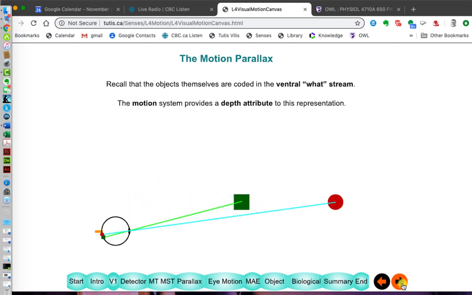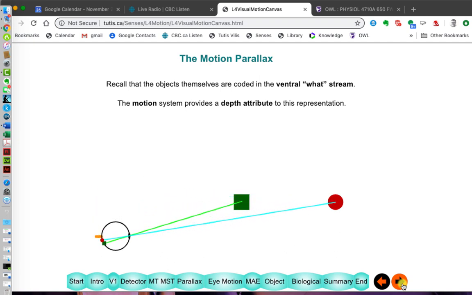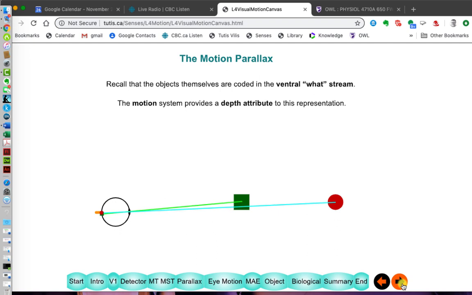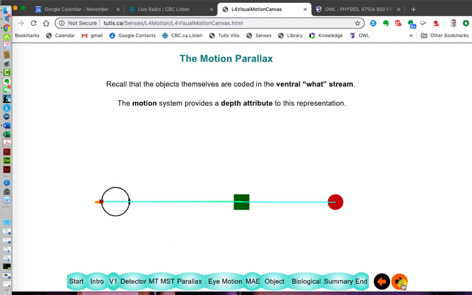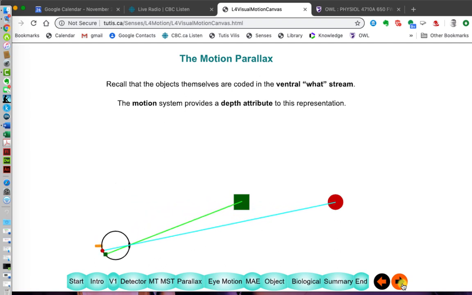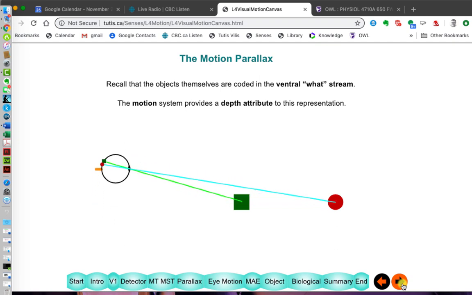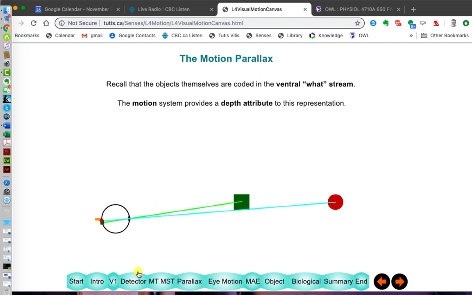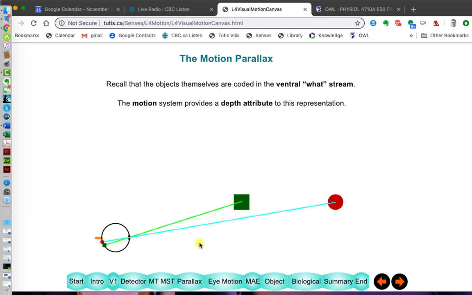So remember that the ventral stream, the objects themselves are coded in the ventral stream, but this motion system provides a depth attribute to it. I don't know if you watched chipmunks before they leap. They bob their heads up and down, and basically they're doing this. They're trying to figure out how far away these objects are that they might want to jump to, because head motion will do this.